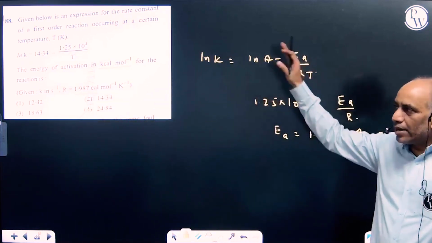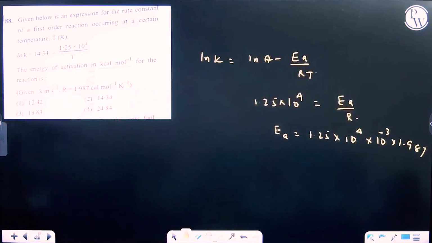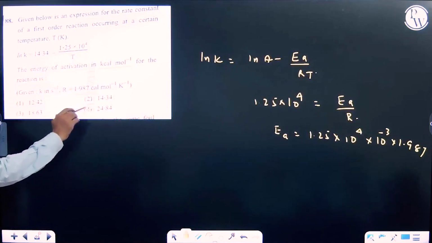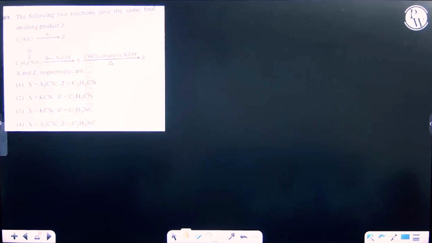ln K equals ln A minus Ea by RT. The only trap is whether you are seeing the options and units carefully. He is asking for it in kilocalories, but the value has been given in calories. Just be careful and solve the question. Nothing else in this. This one is a straightforward question.